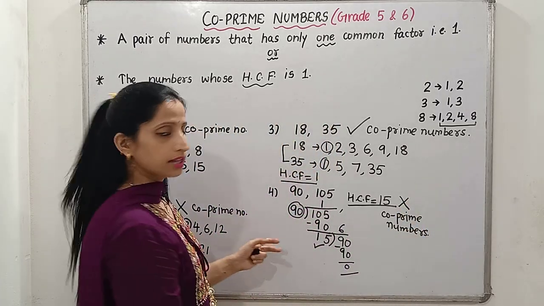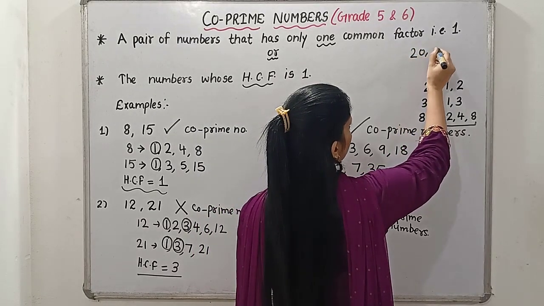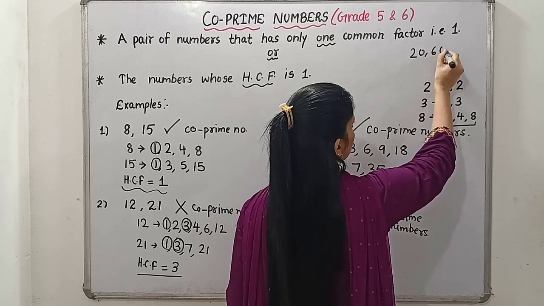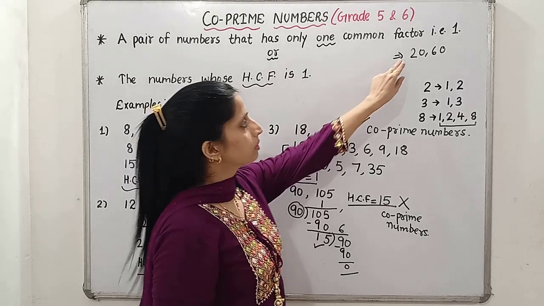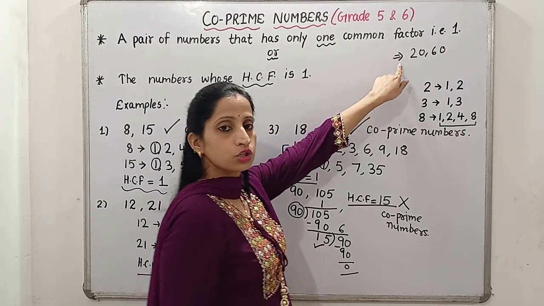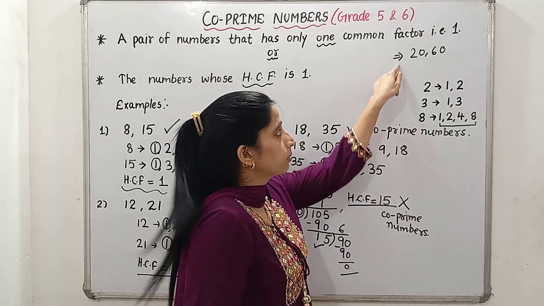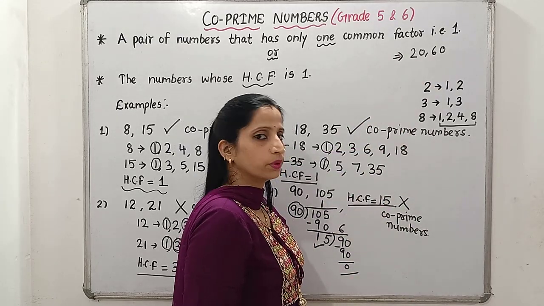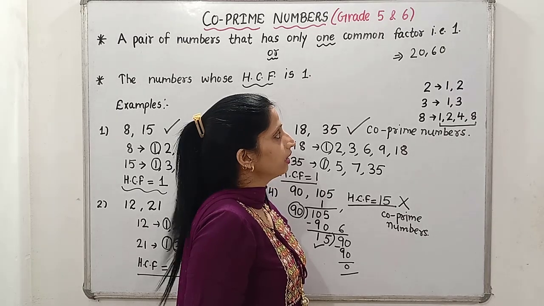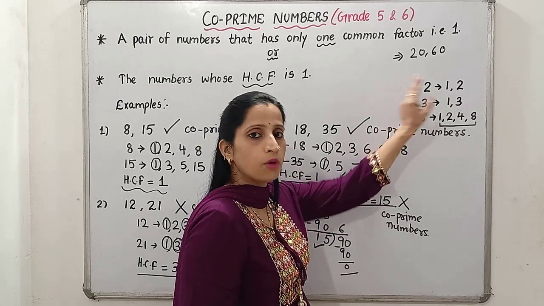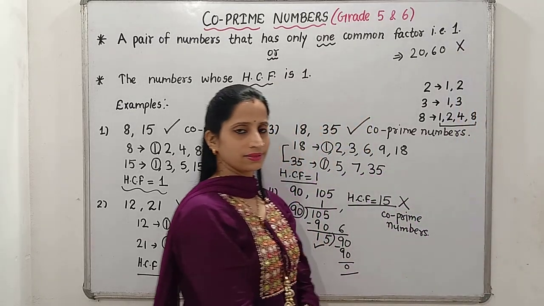Now we can take some other examples randomly. Let's take a pair, 20 and 60. Only by looking at the numbers you will understand that these two numbers have many common factors: 1, then both the numbers are divisible by 2, after that 5, then 10 and then 20 also. So they have many common factors. Hence this pair of numbers will not be co-prime numbers.